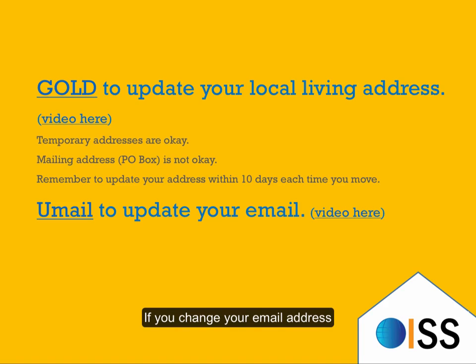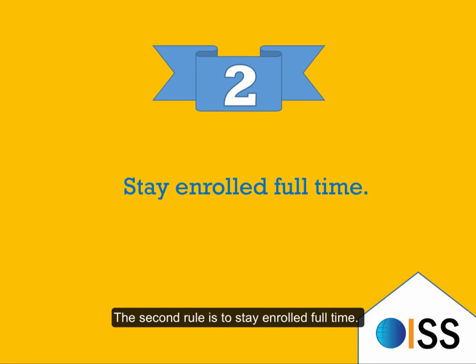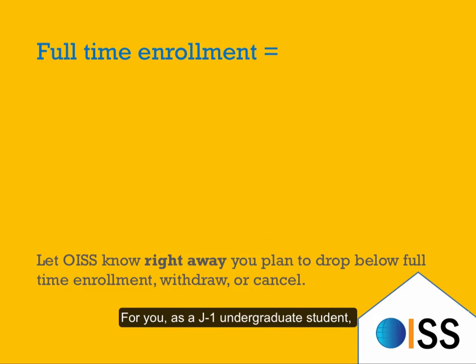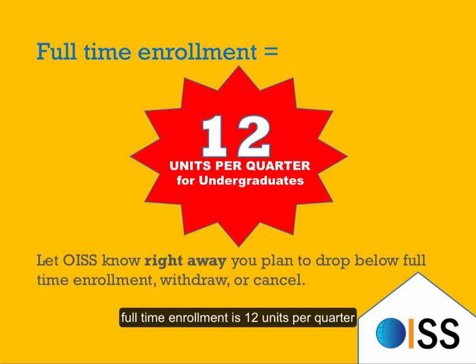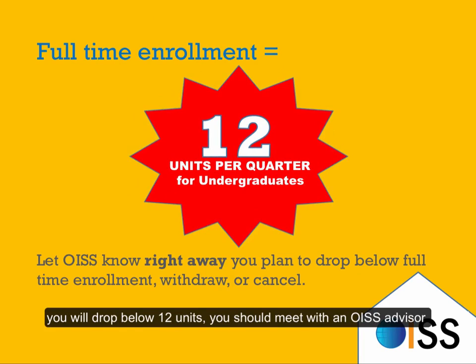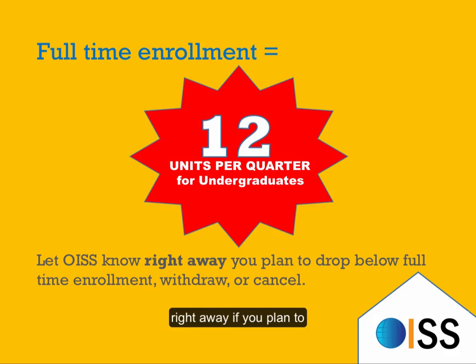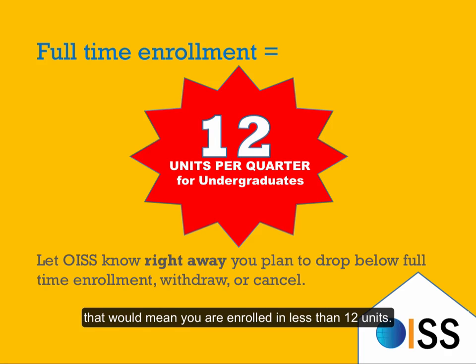If you change your email address, be sure to update it in UMail and have it forwarded so you receive important correspondence from OISS. The second rule is to stay enrolled full-time. For you, as a J1 undergraduate student, full-time enrollment is 12 units per quarter, fall, winter, and spring. If at any time you will drop below 12 units, you should meet with an OISS advisor right away if you plan to withdraw, cancel, or drop any classes that would mean you're enrolled in less than 12 units.